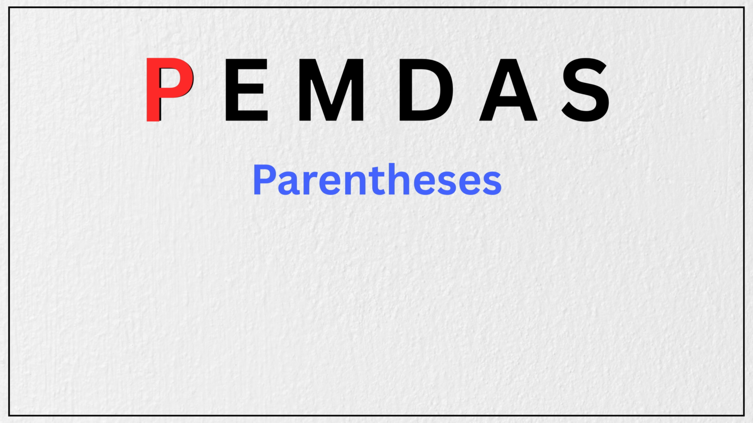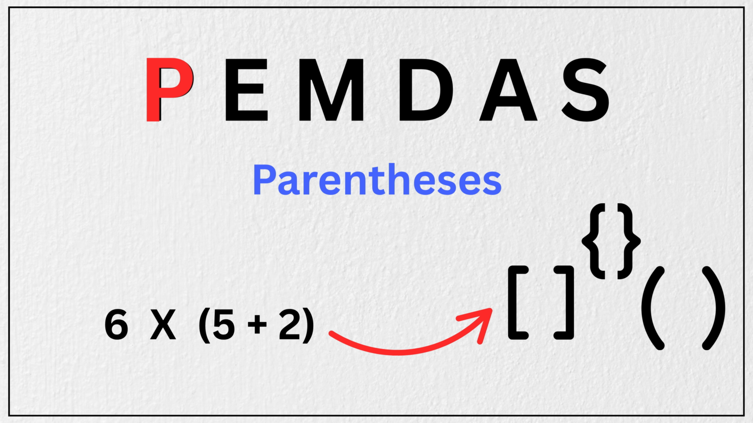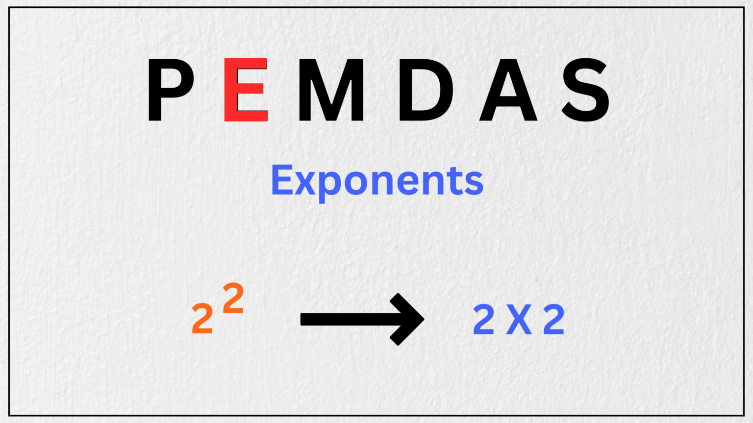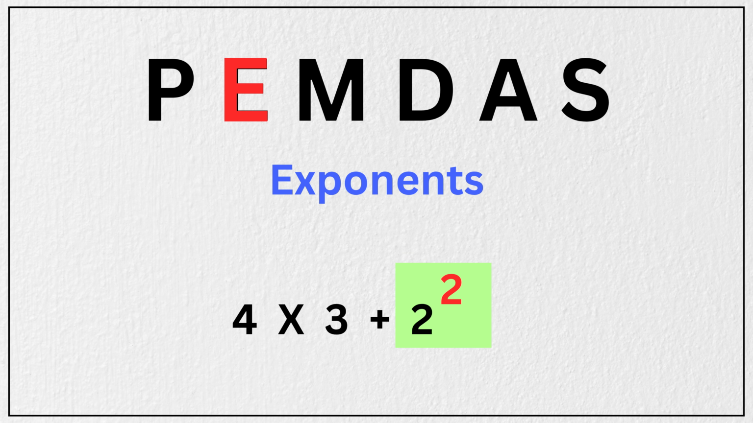Parentheses always come first. If something is grouped using brackets or round symbols, you must solve that part completely before touching anything else. Even if the math inside the parentheses is complicated, you do all of it first. Next come exponents. These are powers. For example, 2 raised to the power of 2, which means 2 multiplied by 2. If you see any powers in the problem, you handle them after completing all the parentheses.